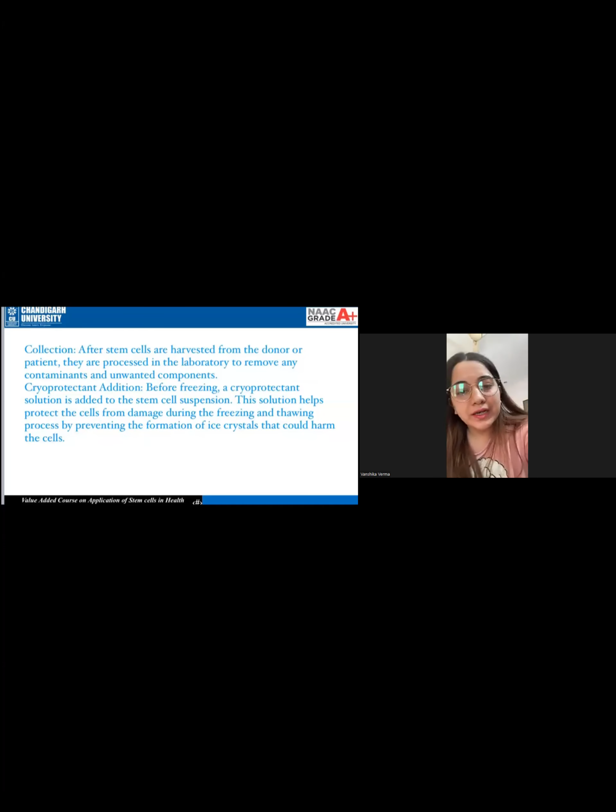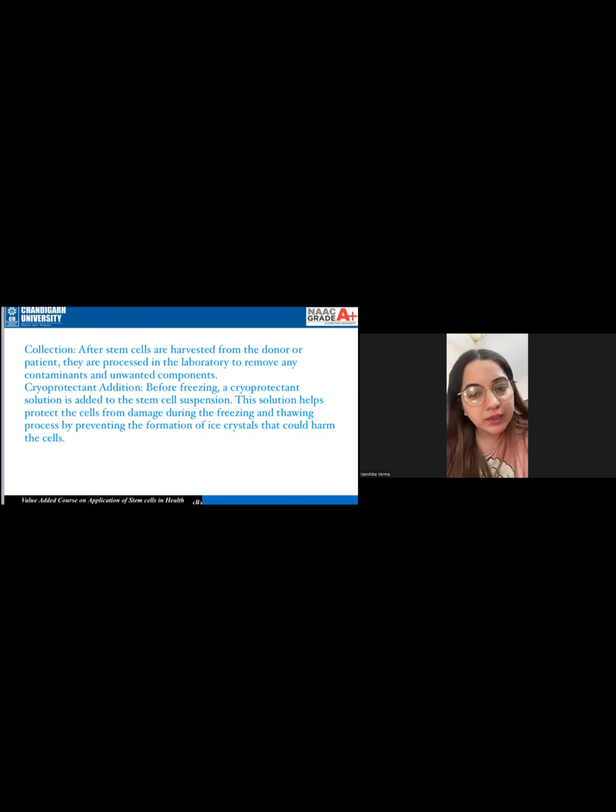Now, if I talk about the collection, after stem cells are harvested from the donor, they are processed in the laboratory to remove any contamination and unwanted components. So, while we are taking the collection sample, we need to take care that the laboratory has removed all the contaminants and unwanted components which we don't need during the procedure.